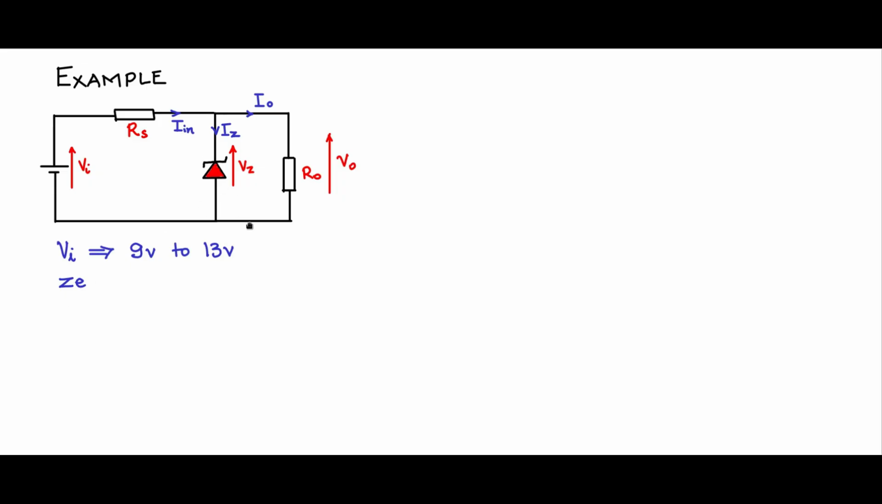Then let us say the Zener is a 5 volt Zener because we want 5 volts at the output. So we need to take a 5 volt Zener, and let us say the Zener has a spec of 400 milliwatts. What is the range of output R0? So let us try to work it out and find out.